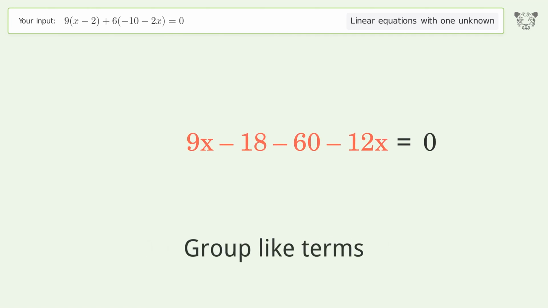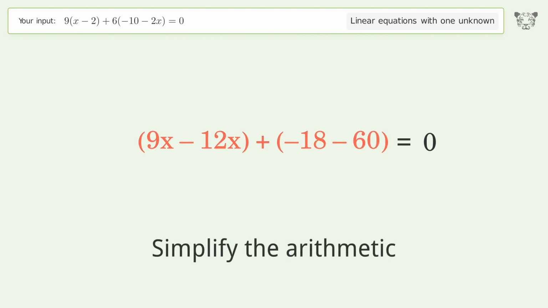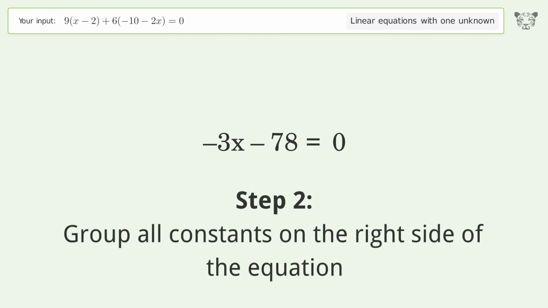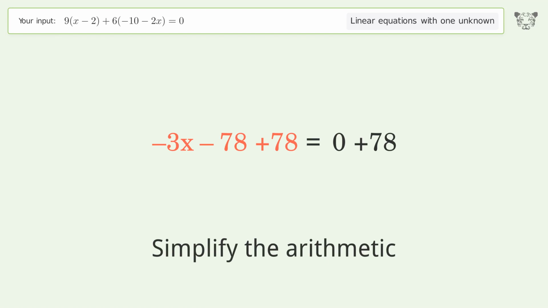Group like terms. Simplify the arithmetic. Group all constants on the right side of the equation. Add 78 to both sides. Simplify the arithmetic.